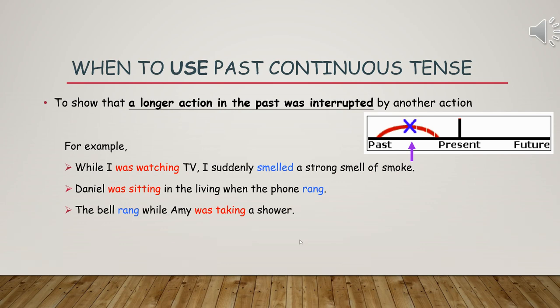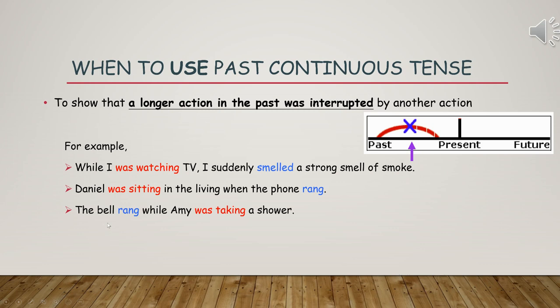Now let's look at the second example. Daniel was sitting in the living room when the phone rang. Can you tell which event happened first and longer, and which event happened next? You may pause to think now, or continue to check the answer. The longer action is sitting in the living room, and the shorter one is that the phone rang.